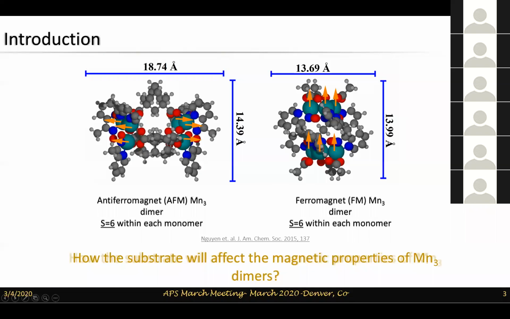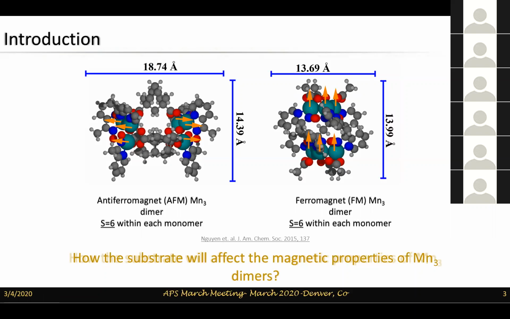This cartoon shows you the antiferromagnet, and here you have the ferromagnet. You have the size of the system here. It's almost 2 nanometers by 1.5 nanometers. And the question that Zahra was asking in this talk was how would the substrate affect the magnetic properties of these manganese 3 dimers? What we know here is that the spin is 6. This comes from experimental values, and I'll talk about it some more in the next talk. How are these going to be affected by the substrates that we use?